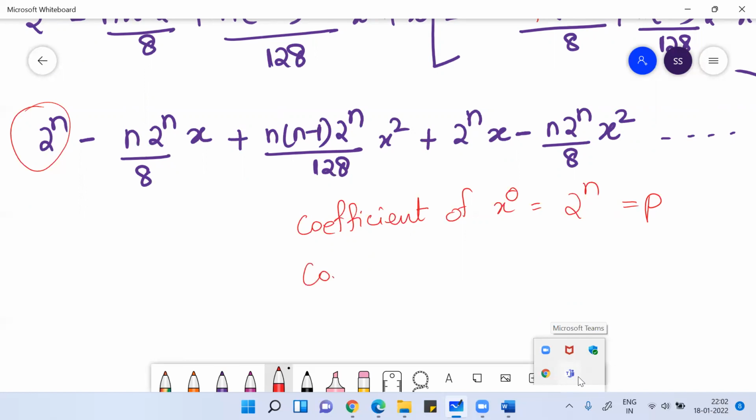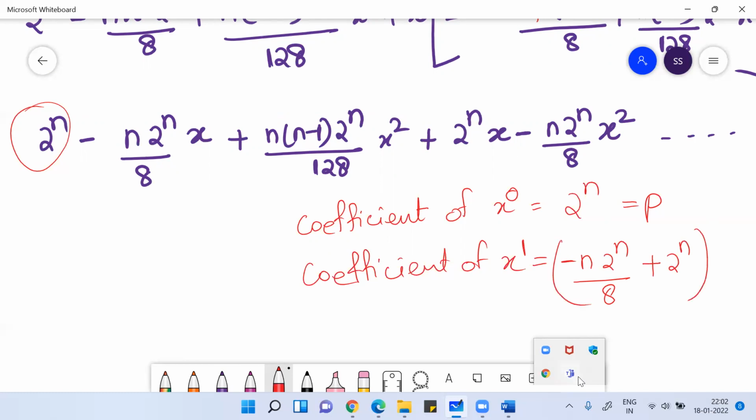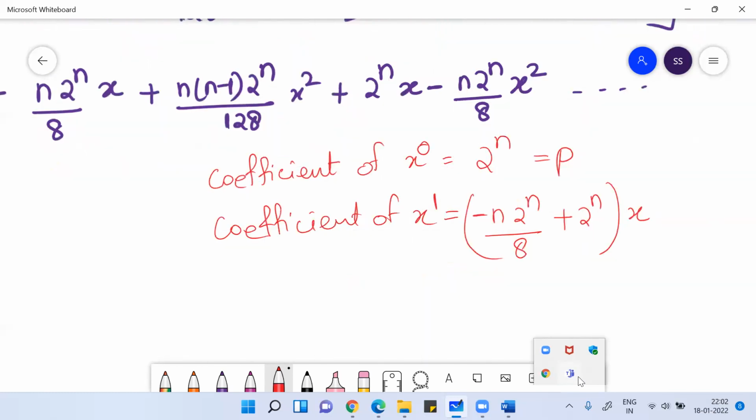Then the coefficient of x to the power 1 is given as, what is given, guys? If you notice, this is like minus n 2 to the power n by 8, okay, and then this is plus 2 to the power n. So this is x, right? Nothing is given for this, right? So let this be equal to 0, and then the coefficient of x square.